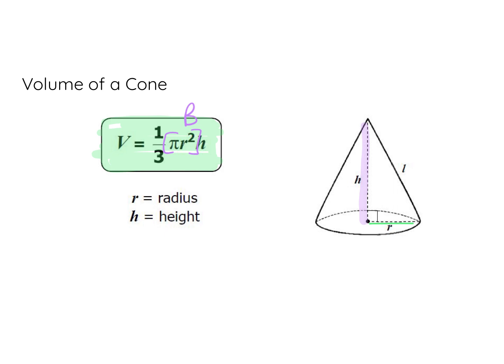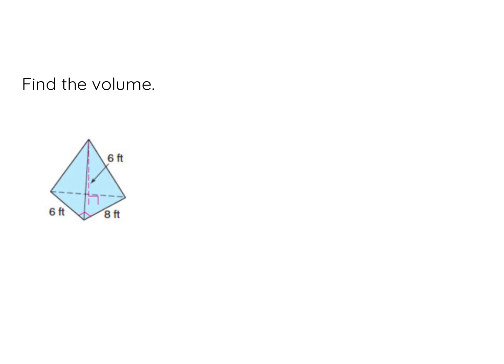Same as with a pyramid, you also have a slant height. We're not going to worry about that so much. We're just going to stick with radius and height. All right, so again, pretty straightforward process here. Remember, we know that the volume formula is 1/3 big B times H.